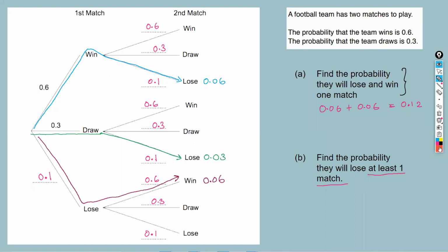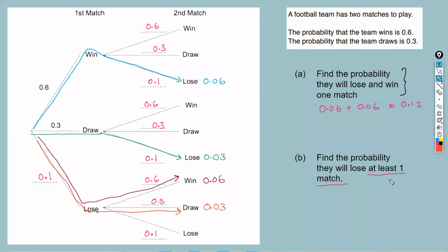Or, we got a different color here. You can lose the first game again and then draw the next game. I think some of you all missed that. You could lose and then draw. That's still 1 loss, right? You still lost 1 game. So it's 0.1 multiplied by 0.3, which will give you 0.03.